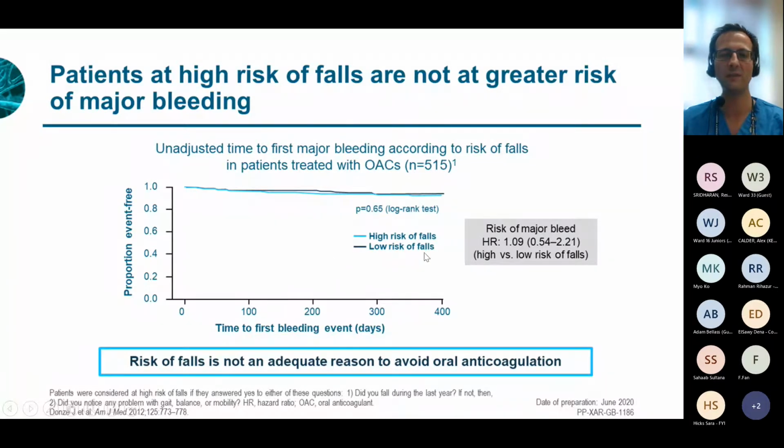But what we do have really strongly points towards, unless you really think somebody shouldn't be anticoagulated because of their very high risk of injury from falls, they should be anticoagulated. So falls is a relative contraindication. It's by no means an absolute contraindication, and your risk of stroke obviously substantially outweighs the risk of falls and injury due to falling on anticoagulation in the vast majority of people.